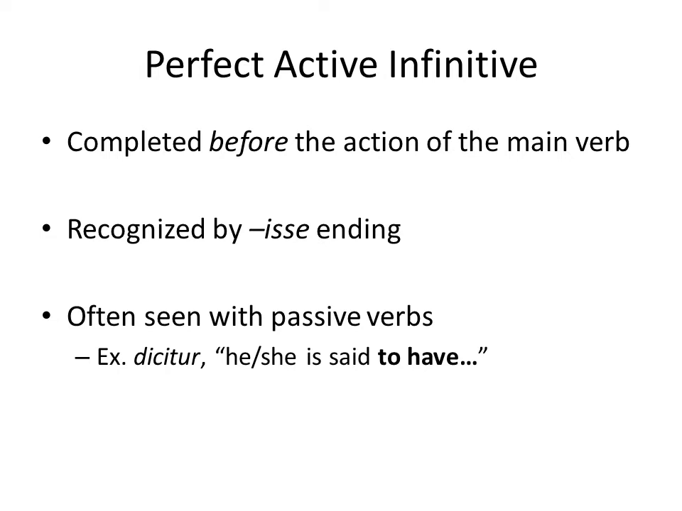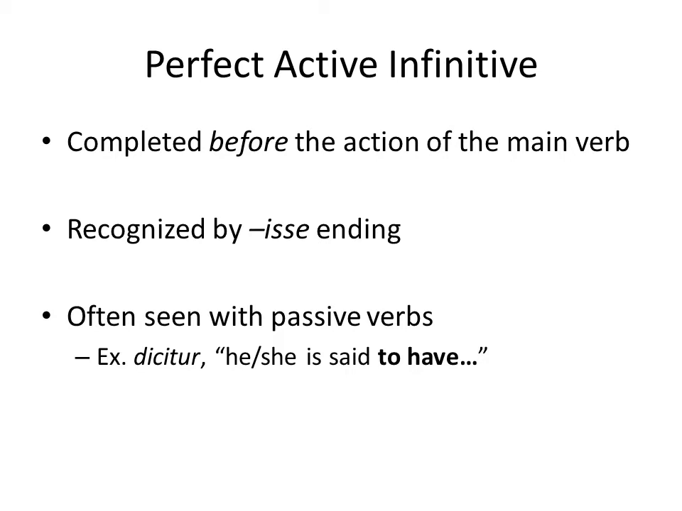So as we think about this, what's happening? Well, it's perfect. So the action of this perfect active infinitive is completed. It's finished. It's done. It's perfected. And this happens before the action of the main verb. It's a past tense. That should make sense. Again, we recognize these by this isse ending, which is pretty distinctive. We haven't seen anything like that prior to this.